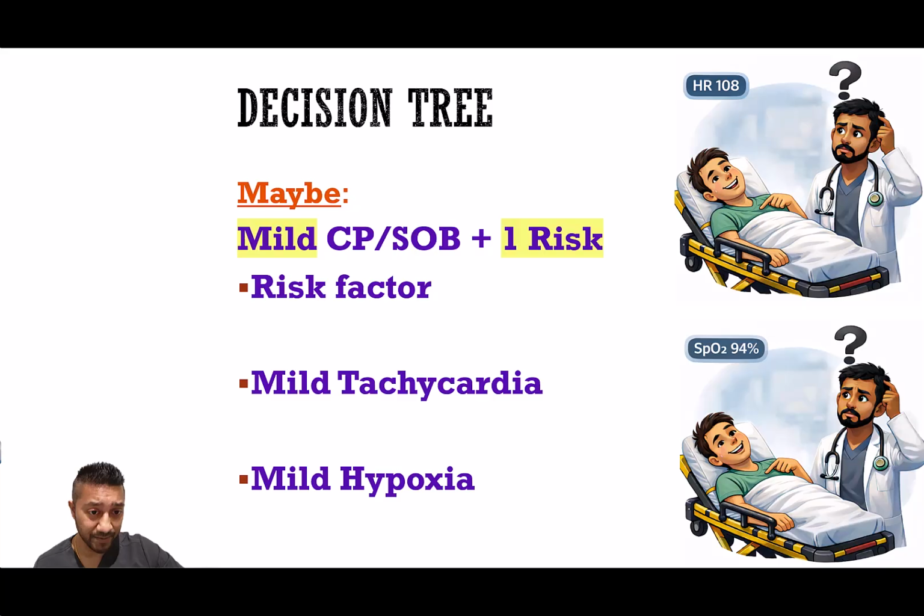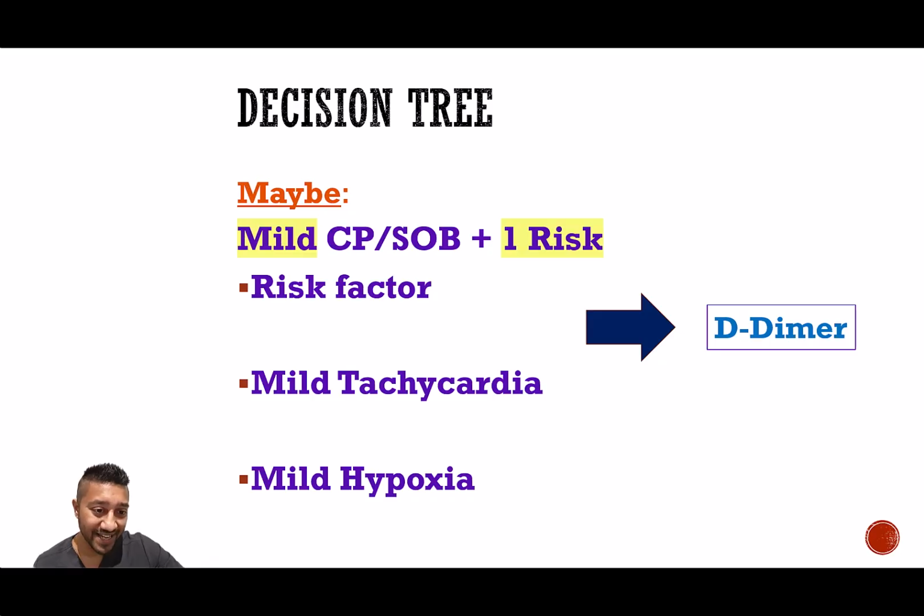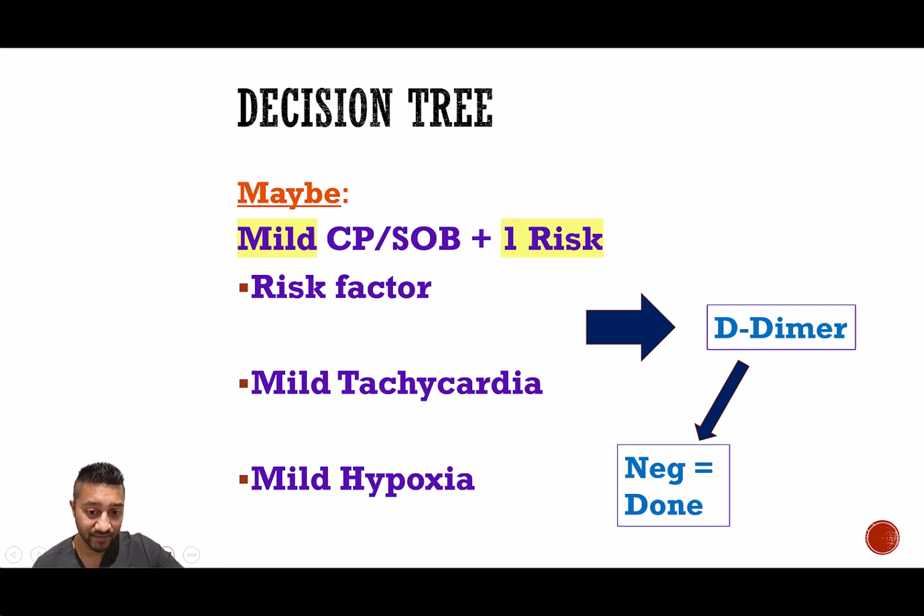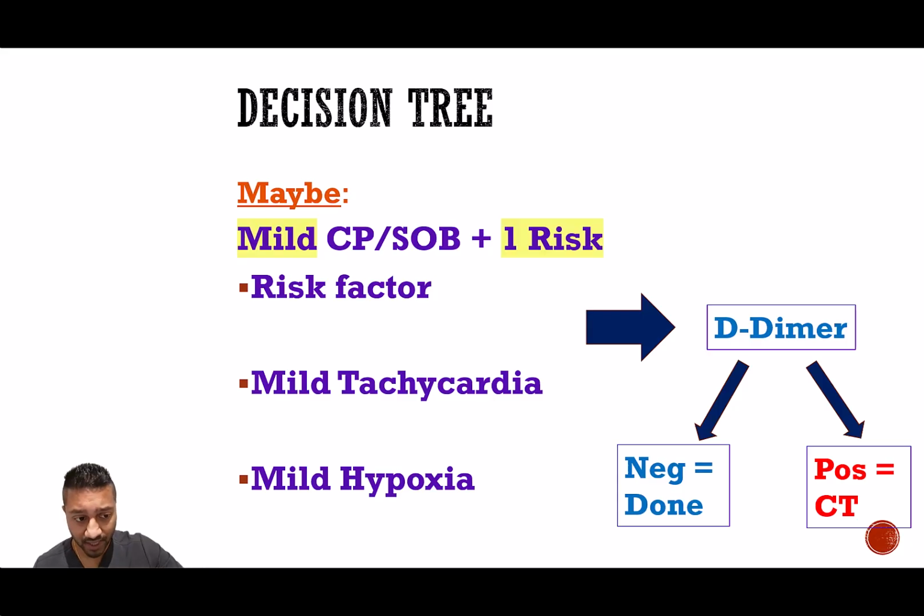The goal for this maybe group is to determine, do they actually need a CT scan? This is where that D-dimer comes into play as the next step for these maybe patients. If the D-dimer is negative, then you've ruled out PE and you no longer need to do any further testing. On the other hand, if the D-dimer is positive, then it's unclear what could have caused that positive value, whether a real deal PE or some other confounding factor. And in that case, these patients need to get a CT to clear up that ambiguity.